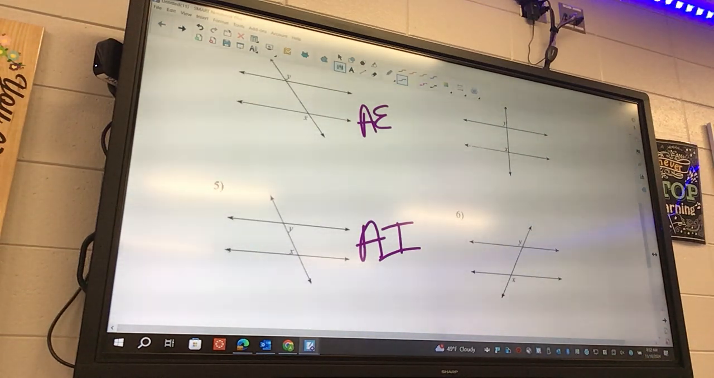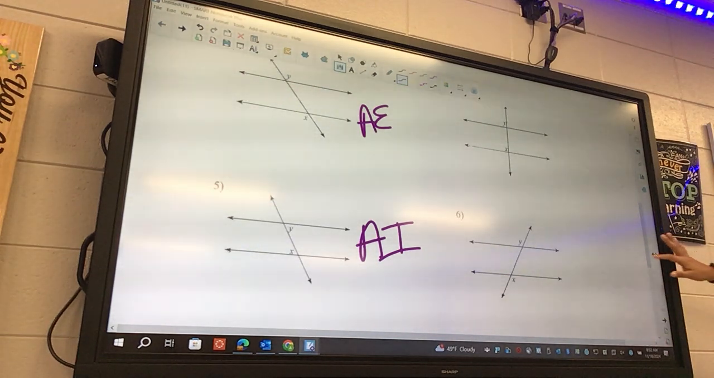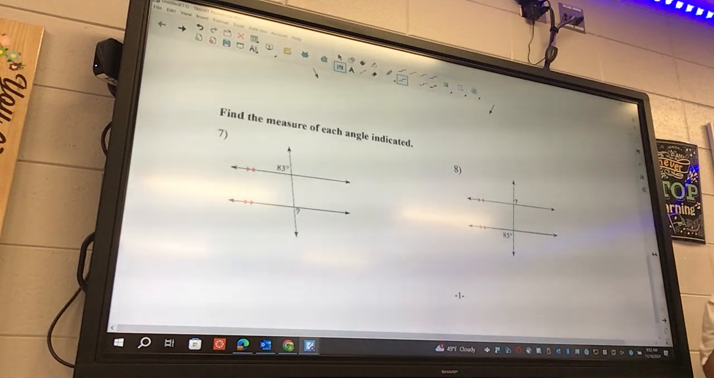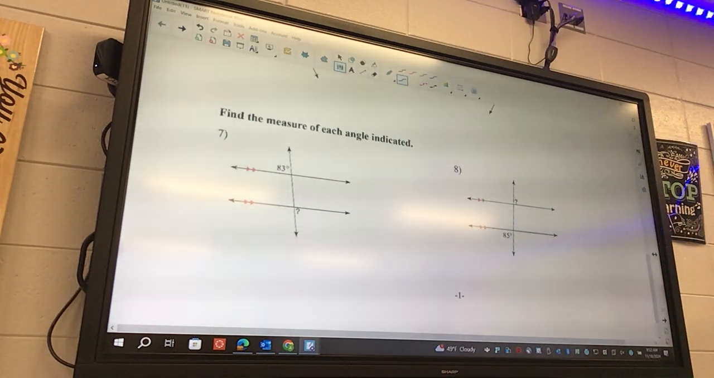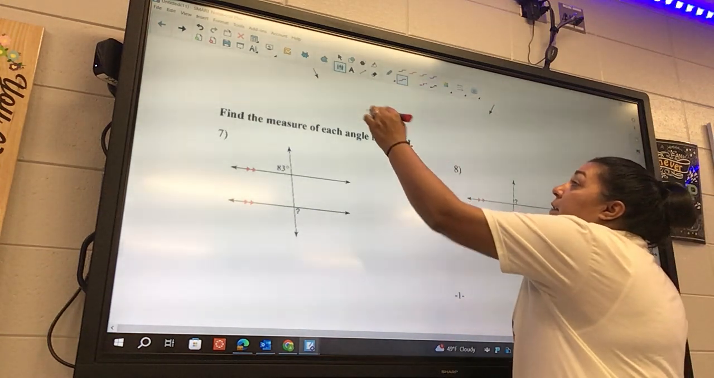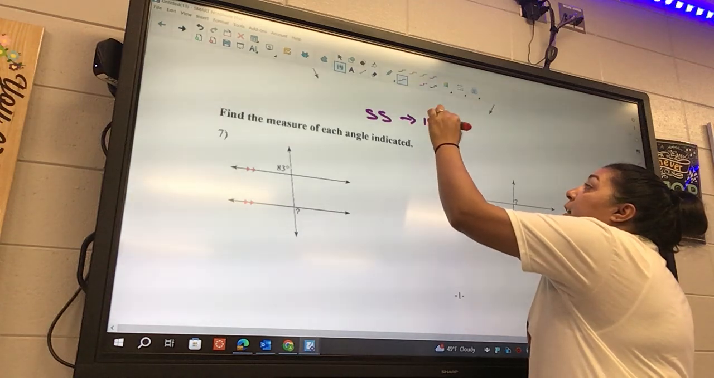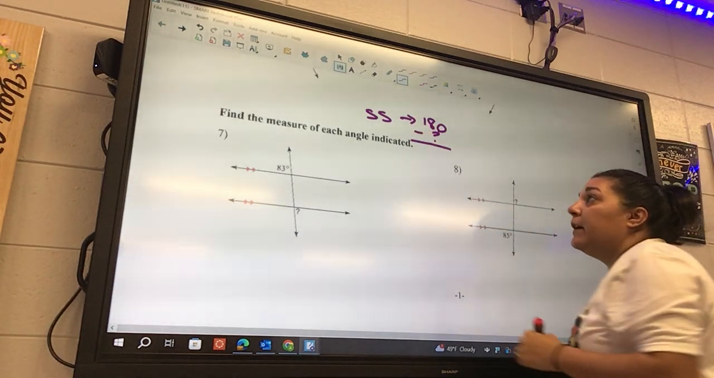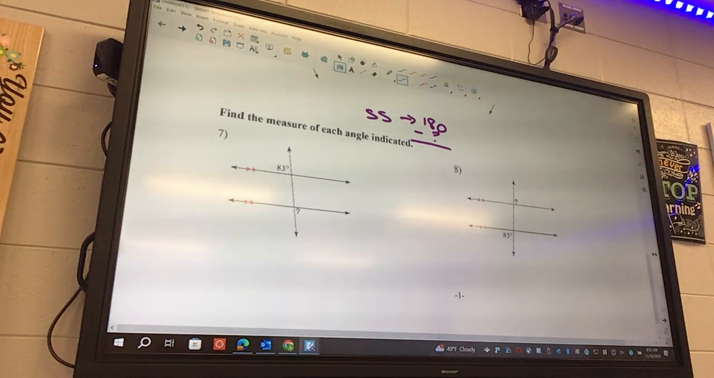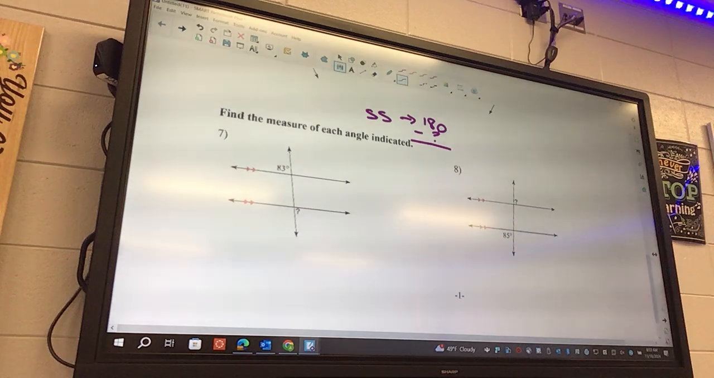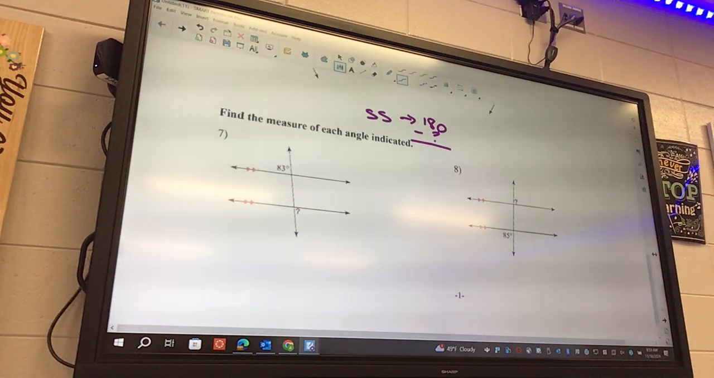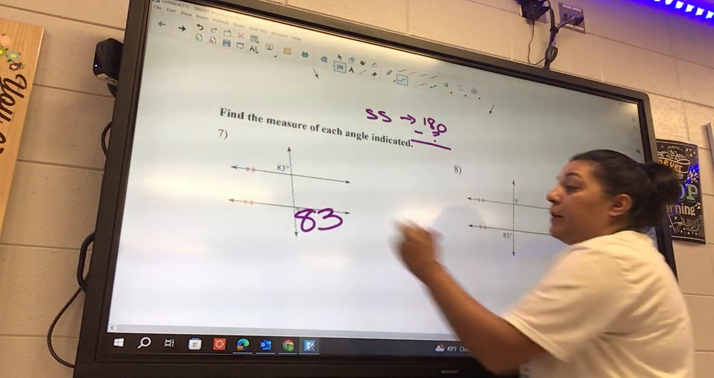Okay, what do we know? All of the angles are equal except for one. Which one is it? The same side. Same side is going to be 180 minus the angle. All the other ones are equal. So what kind is 7? It's all exterior, so that's going to be equal. So if that one is 83, then this one is 83.